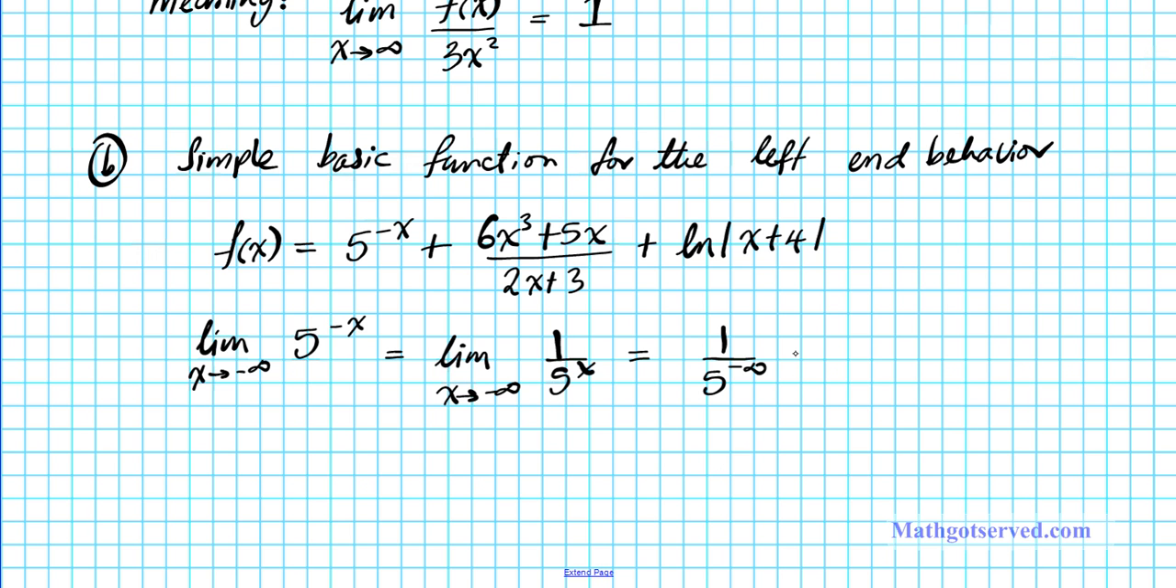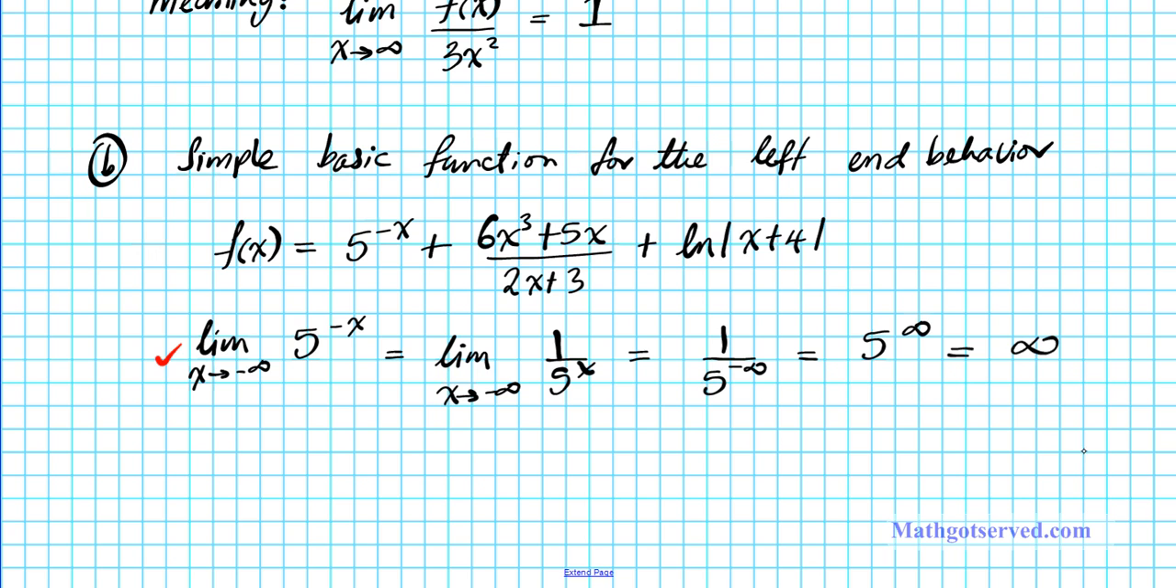What on earth is this? Well, this is equal to 5 to the infinity, because of this negative right here, it basically indicates reciprocation, okay? So what's 5 to the infinity? That rapidly goes to infinity. So this right here is a candidate to be considered.